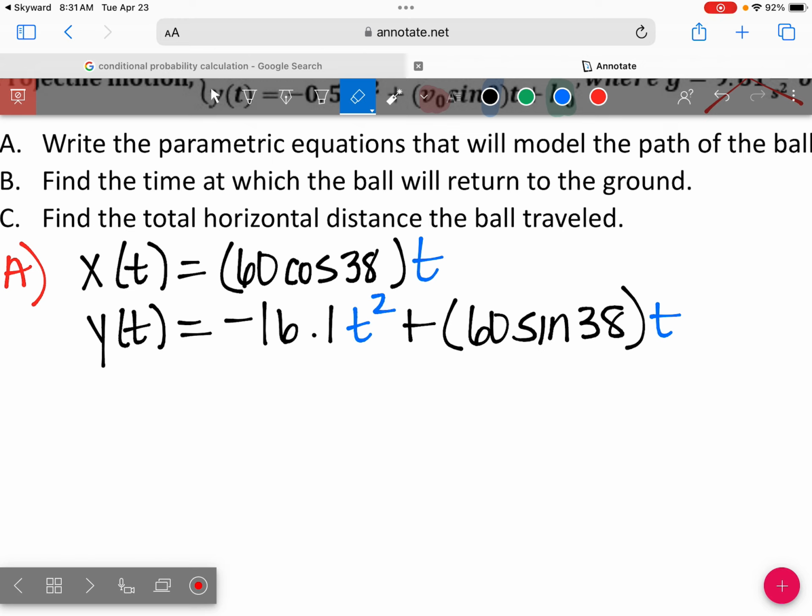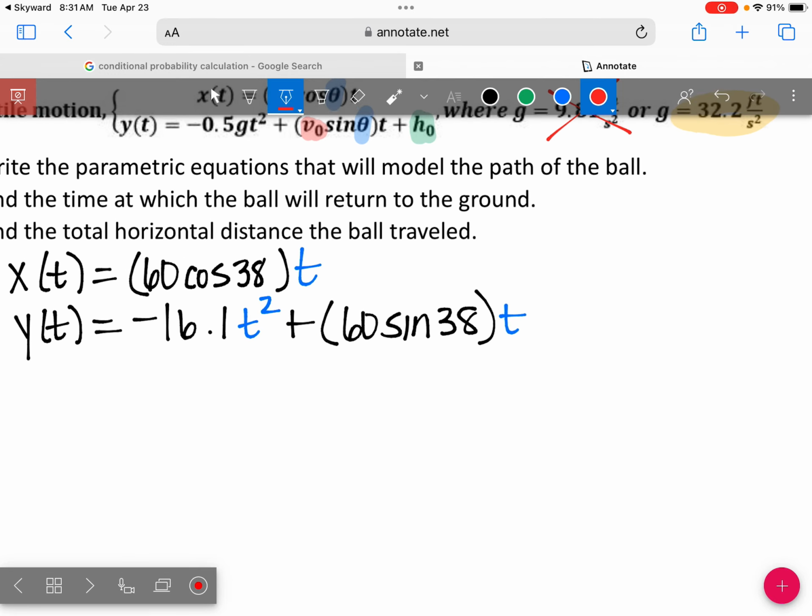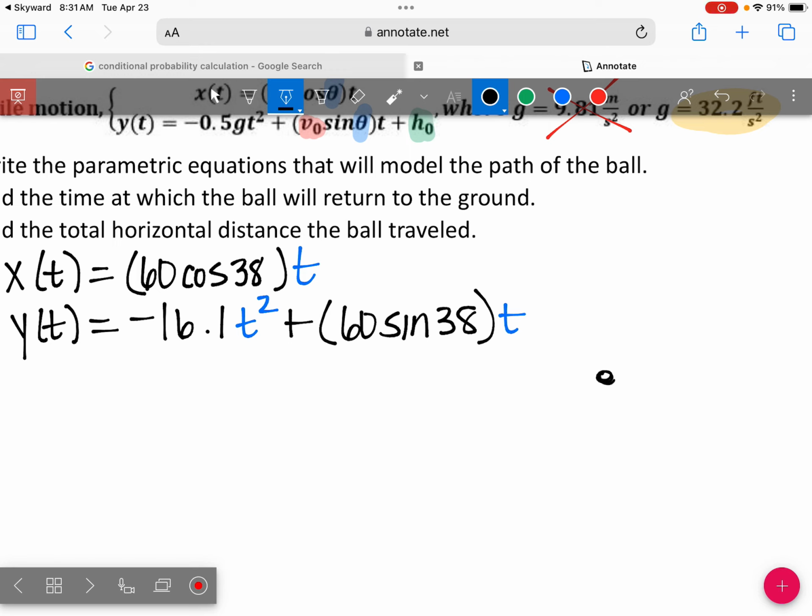So part B, it says, find the time at which the ball will return to the ground. So I'm just going to draw a motion here. If you kick the ball, so this is my ball, it kicks, and then eventually it comes back to the ground. The one thing I know is, if it's on the ground, the vertical distance is 0. I don't know how far away the ball traveled, but anything on the ground has a vertical distance of 0. Does that make sense? Any questions?